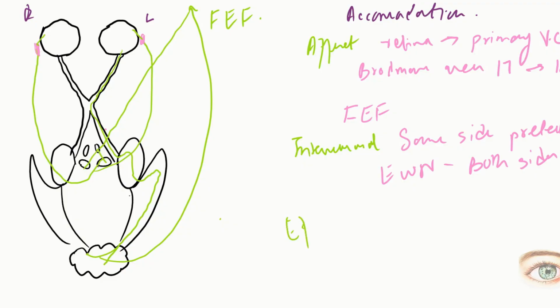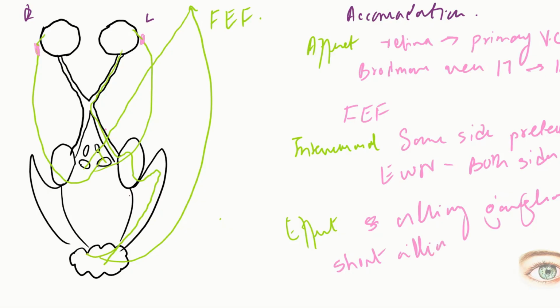And then the efferent pathway is going to be the same as the pupillary reflex pathway, which is from the Edinger-Westphal nucleus to both sides of the ciliary ganglion, and then these short ciliary nerves will reach the ciliary body and the accommodation will occur, right?